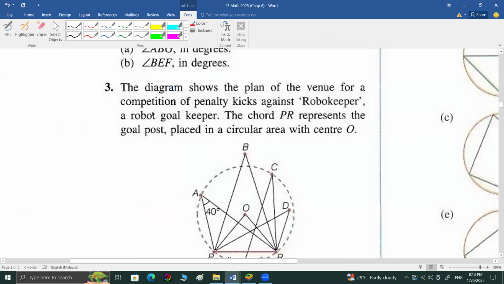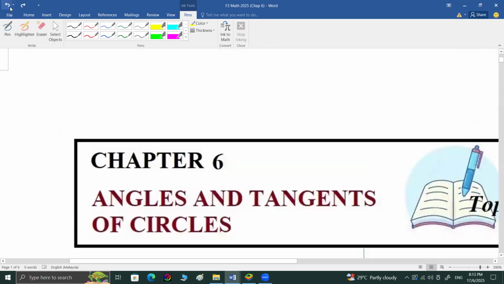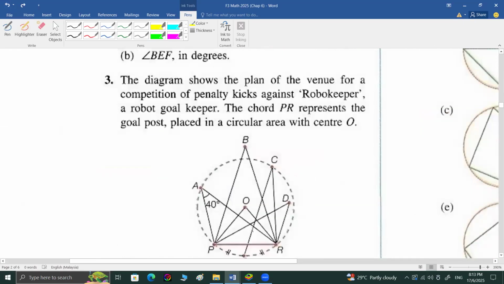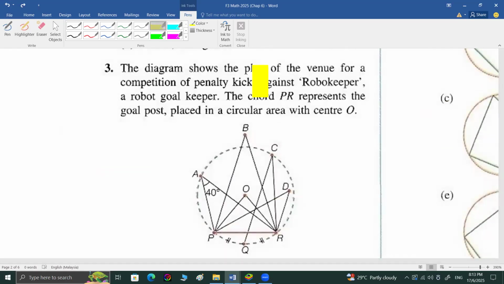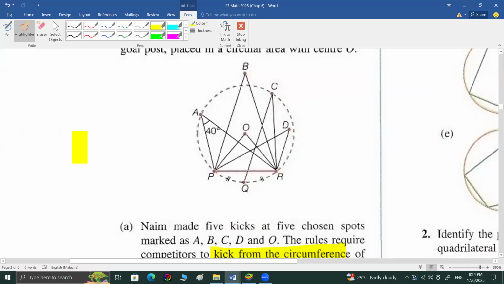Okay, we see here. The rules require competitors to kick from where? Kick from where? Yeah, circumference. Can you see? Yeah, kick from circumference. Wait, I'll change a bit. This one, just A. You know what is circumference? Okay, I repeat. Class, take note. Kick from where? Circumference of the circle. So which are the only acceptable ones? Yeah, A and C. A and C acceptable.